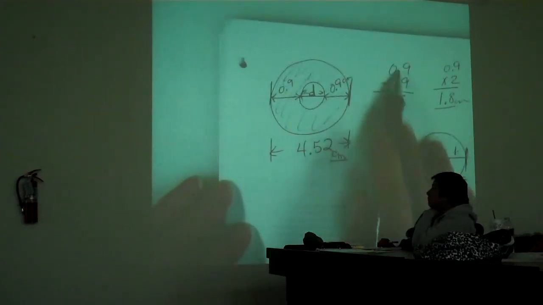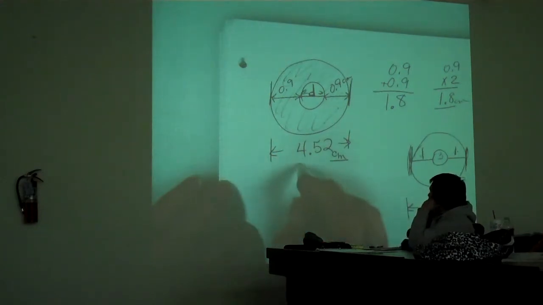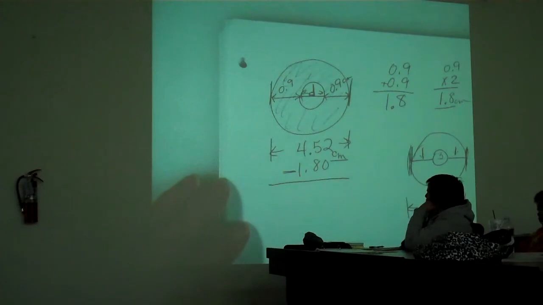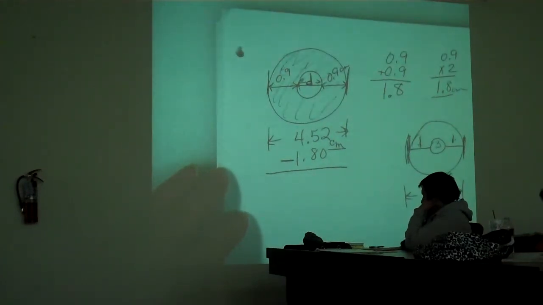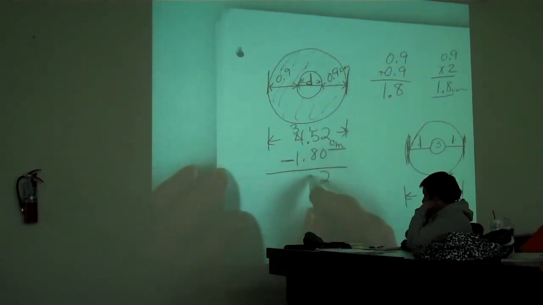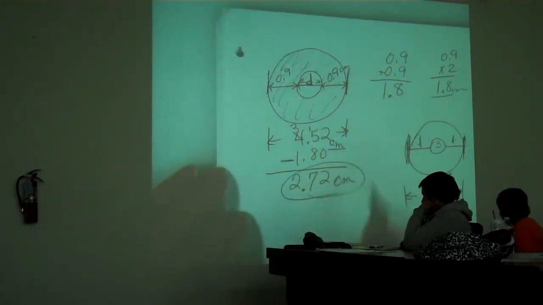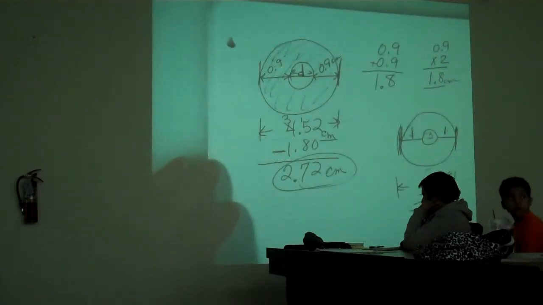We've added those 2 right there. We're going to subtract it from the total, 1.8. We need to add a 0, so it's the same length. 2 minus 0, and then we need to borrow, 15 minus 8, 7. 3 minus 1. And what is this? In centimeters. Okay? Don't forget to put the units on your answer.